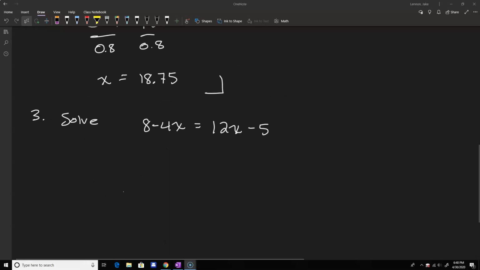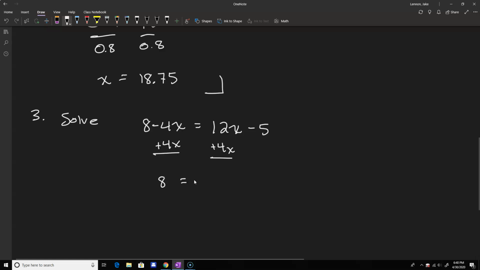So the third question is just solving a linear equation in one variable. Basically, we want to pick one side to put x on and then put all the numbers that don't have an x on the other side. I like to keep my coefficient of x positive, so I'll add 4x to both sides. The negative 4x and the positive 4x will cancel, so on the left-hand side, I'll only be left with the 8.